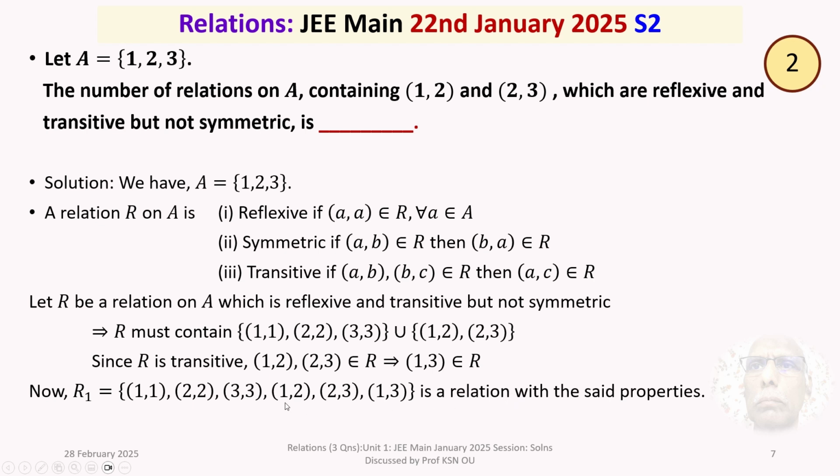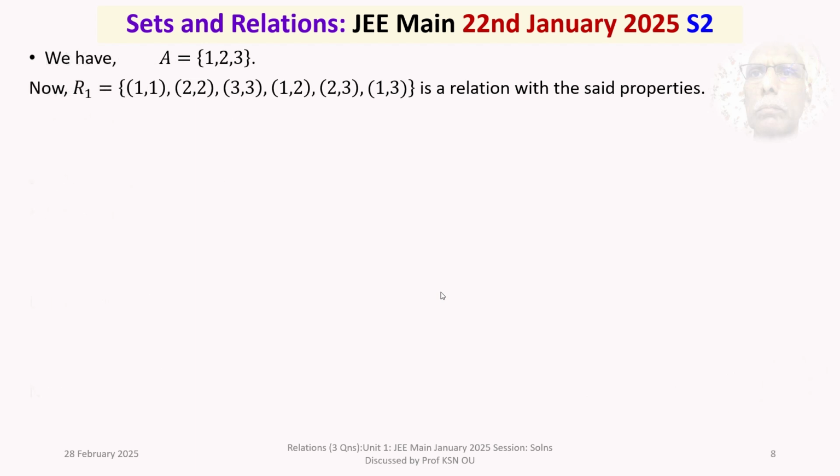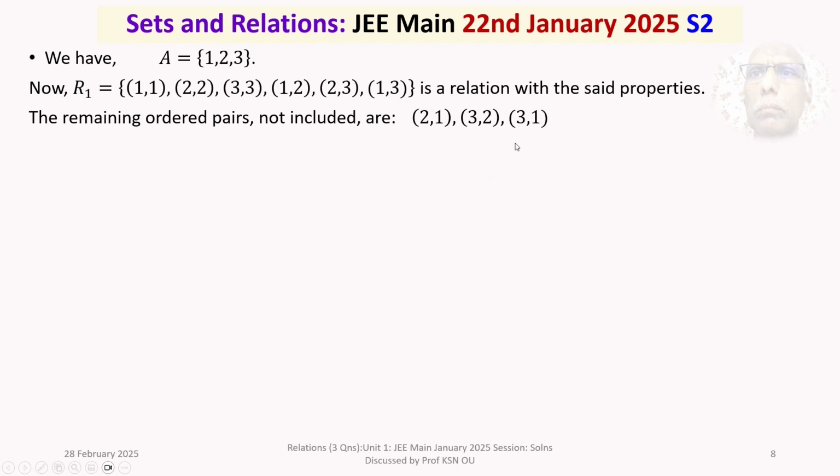Now, what about symmetry? (1, 2) is there, (2, 1) is not there; (2, 3) is there, (3, 2) is not there; (1, 3) is there, (3, 1) is not there. So yes, it is reflexive, transitive, but not symmetric. Therefore, this is a relation with the given properties. Now R1 is a relation, which means we are successful in getting the first relation with the said properties.